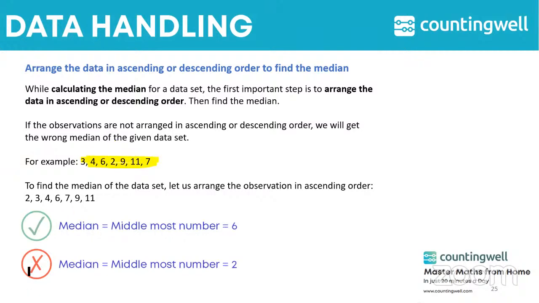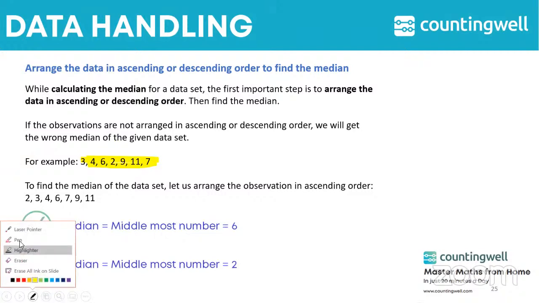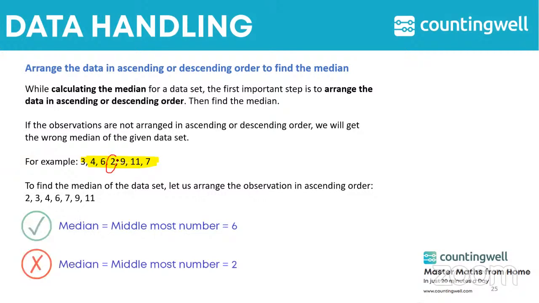So in this case, what is the middlemost number? It is 2. But wait, this is not the correct way, because we have not yet arranged in ascending or descending order. So first we arrange in ascending order. So we have 2, 3, 4, 6, 7, 9, 11. Then if you see the middlemost number, it is 6 and not 2. That's why the median is 6 and not 2.